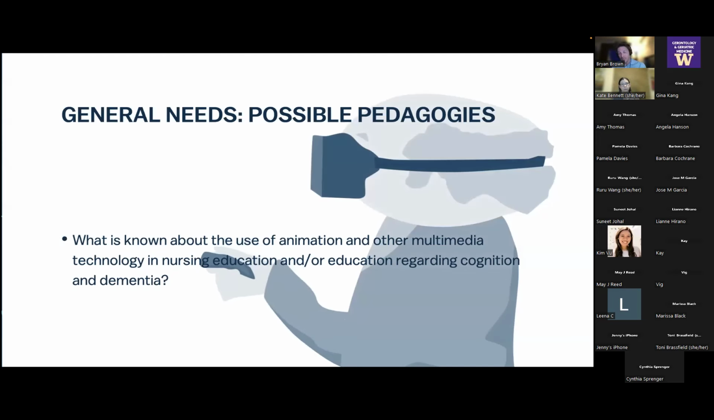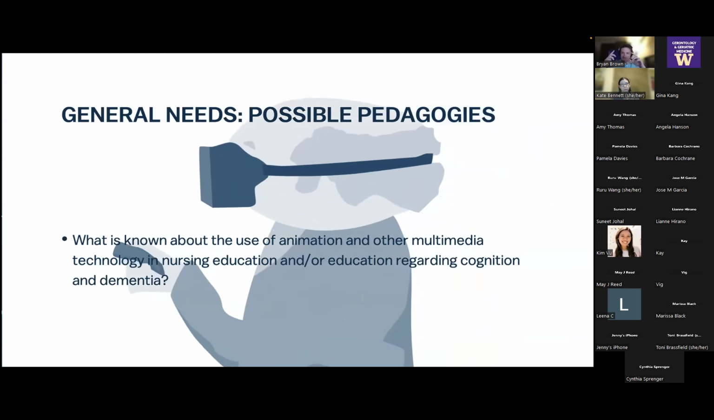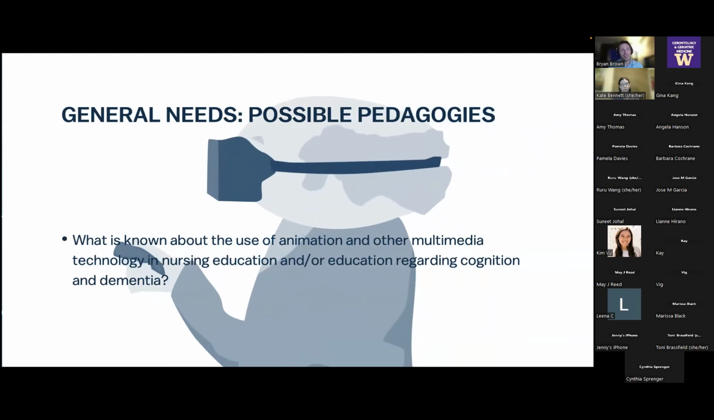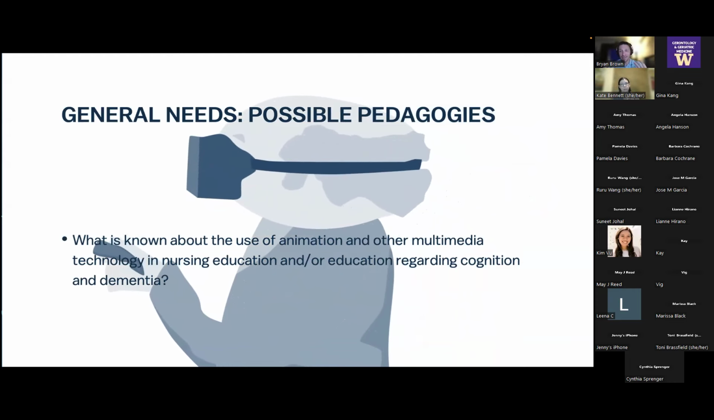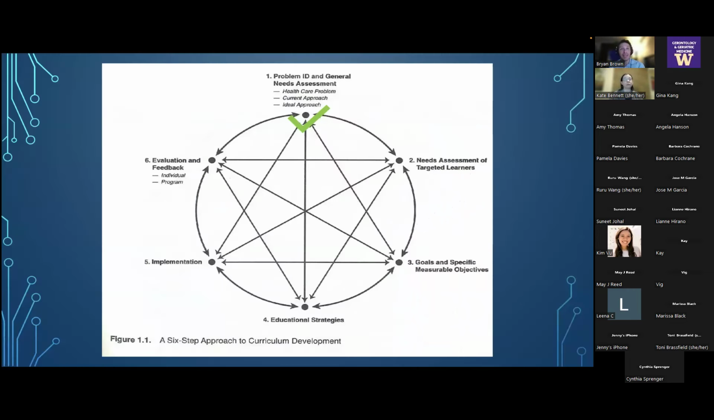And then, I pointed out earlier that the curriculum development circle has all these intersecting arrows, and this is an example of that. So for our general needs assessment, because I make animations, I was a hammer and I wanted to see a nail. So I wanted to know what the literature is about using animation as a teaching tool for nurses in general and related to teaching dementia cognition. And for that one, we did look at it also, but I'm going to leave it as a cliffhanger for when I talk about animation more later. So we did a general needs assessment.